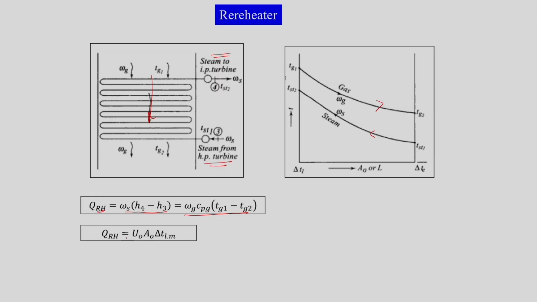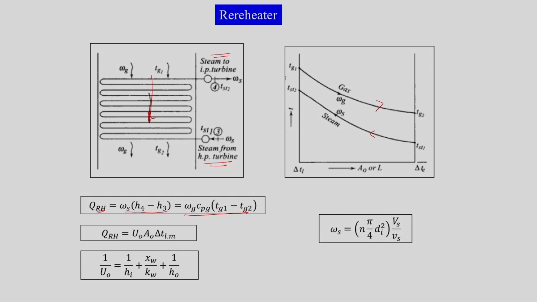So, for that we can represent this heat transfer as UA delta T, where delta T is log mean temperature difference. Here again we have total resistance as sum of the 3 resistances, and this is the mass flow rate of the steam into the reheater.